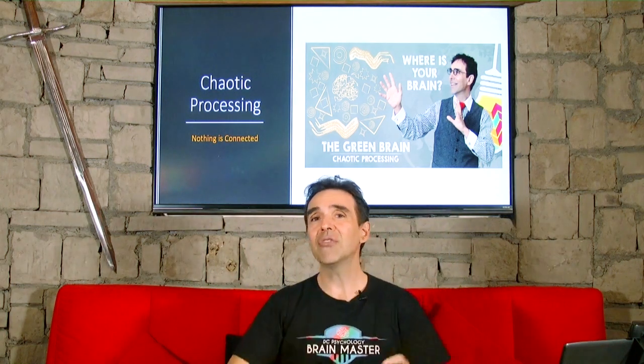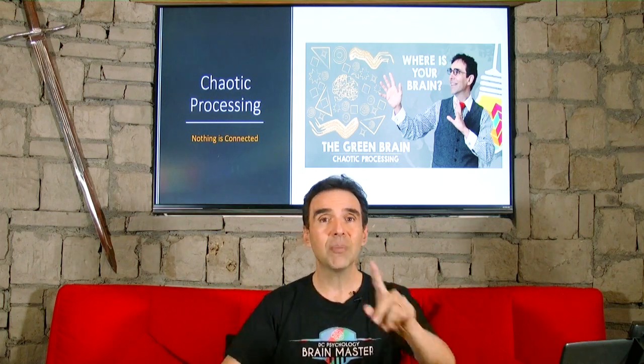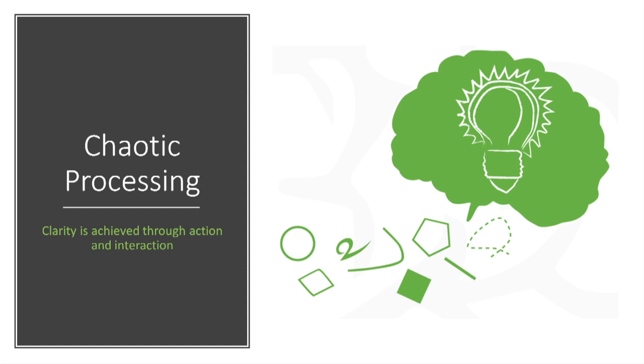So in order to put stuff together, what the green brain does is, first of all, they need some information, but here's the thing. They need very, very little information. So they get a little bit of information that basically sparks the idea. And remember, because nothing is connected, now they're starting to get over here, over here, over here, and start pulling stuff in, and they connect things through action. So this is what the green brain does. It is an action process.